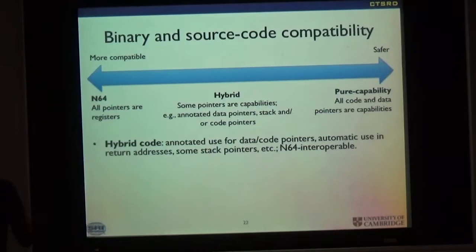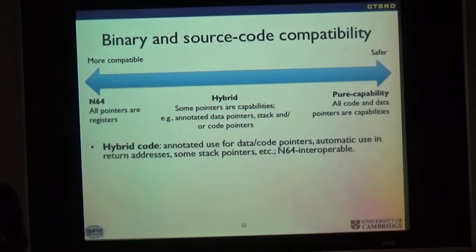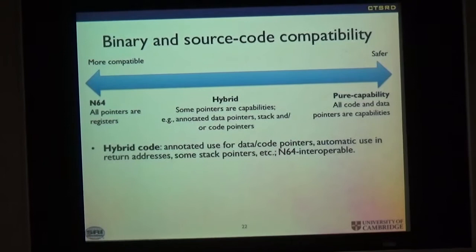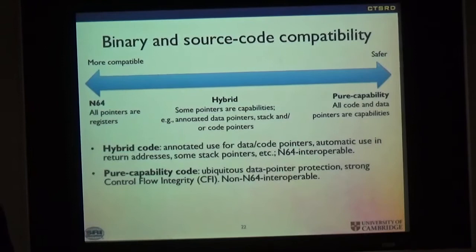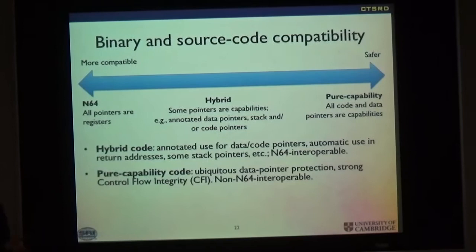So in hybrid code, we annotate certain data and code pointers as capabilities, which allows us to protect particularly critical objects. It's also extremely useful. For instance, if you have pure capability code in a compartment, you can use the hybrid code to bridge the gap between conventional MIPS code and pure capability code. And then in the pure capability code model, all data pointers are capabilities, and we have strong CFI.